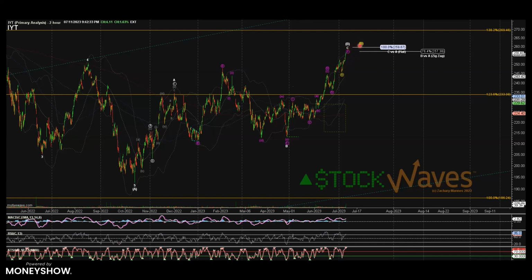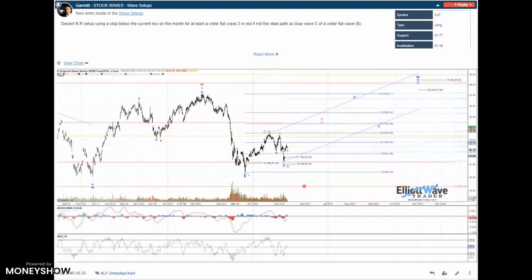in more of this yellow fifth of a slightly higher B wave, all the way to, I think, 263 was the high that it made. And since then, it has come down quite a bit in what looks pretty clearly like the start to our C wave to the downside.